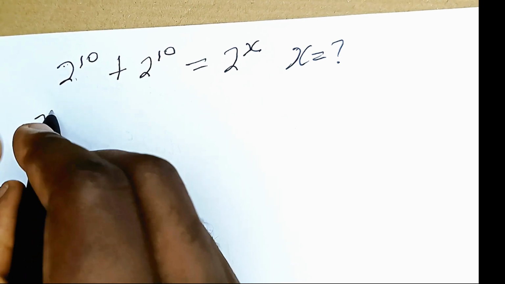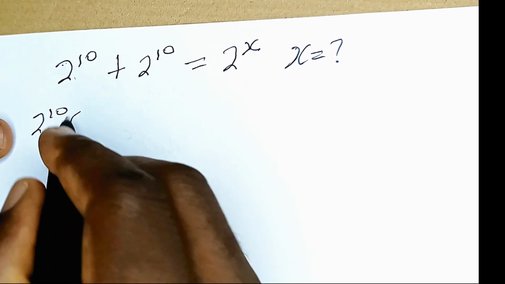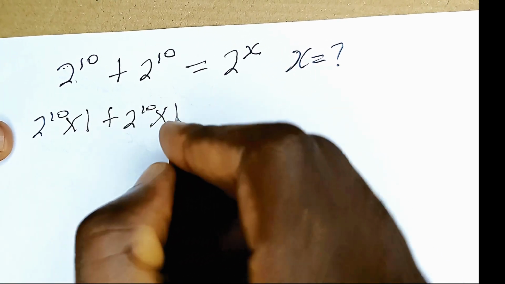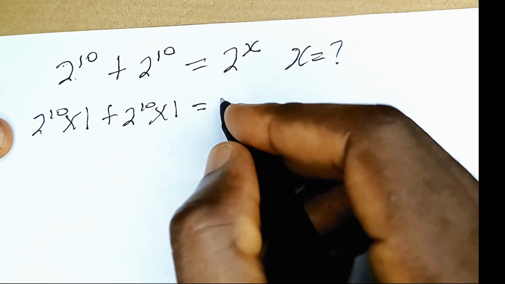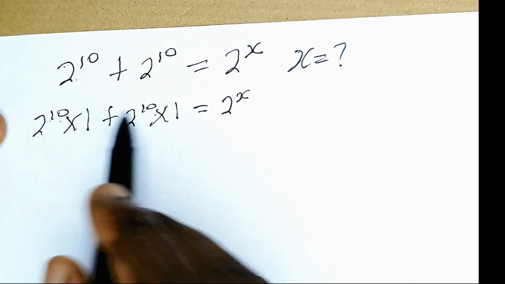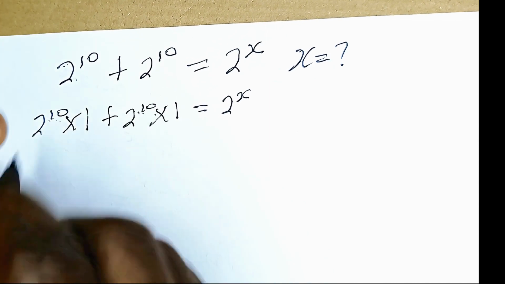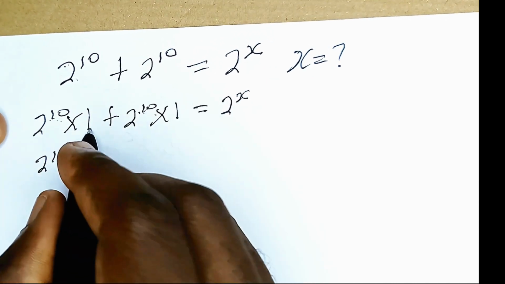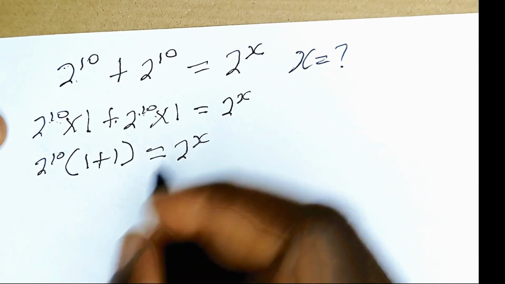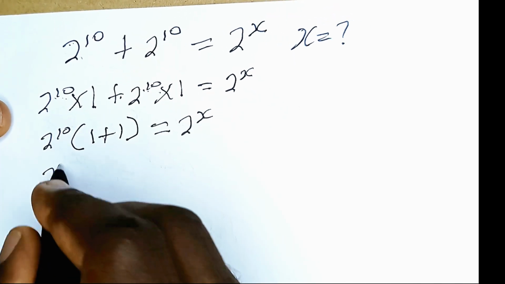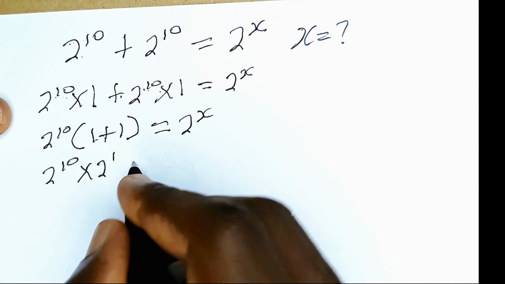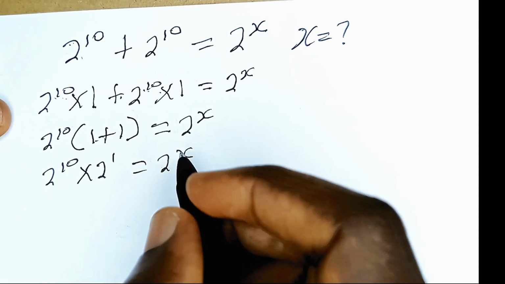2 raised to the power of 10 plus 2 raised to the power of 10 is equal to 2 raised to the power of x. Here, on the left-hand side, we have to factorize 2 raised to the power of 10 out. So we have 2 raised to the power of 10 times (1 plus 1). This gives us 2 raised to the power of x. Now, 2 raised to the power of 10 multiplied by 1 plus 1, that's 2, 2 raised to the power of 1, is equal to 2 raised to the power x.